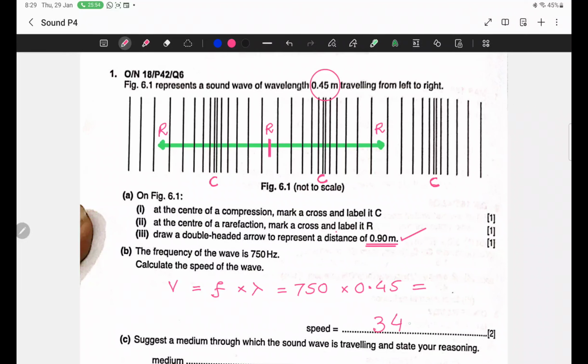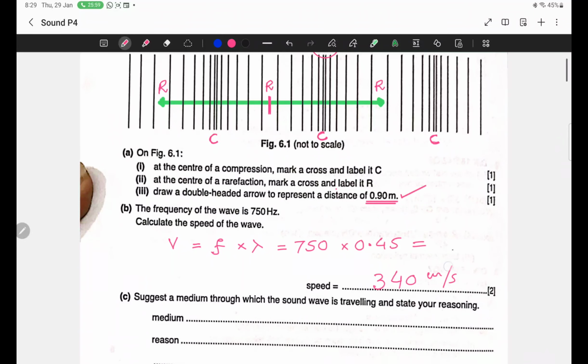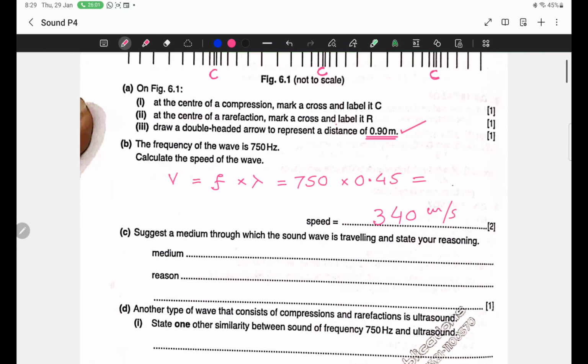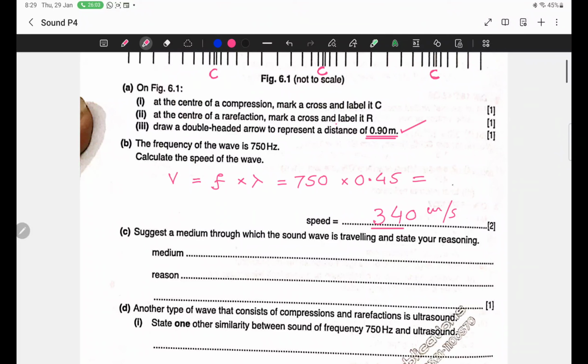337, we can round off to 340 because in the next part they are asking: this is the speed of sound, 340 meters per second. Can you tell me in which medium the speed of sound is 340? Yes, it is air. You should memorize this number. In air, the speed of sound is 340 meters per second.